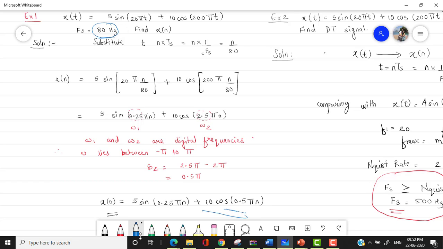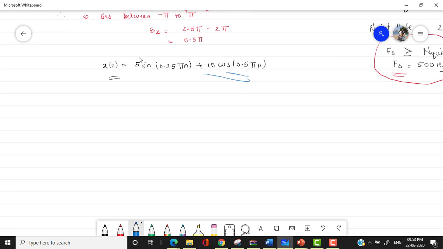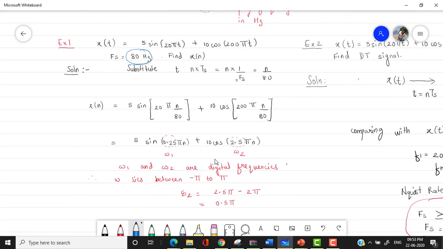That means if this is my x[n] and from this x[n] I want to get back my x(t), this is not possible. What is the substitution that we perform? We perform t is equal to n by 80. So to get back the signal, I have to write n is equal to 80t. But if I substitute 80t here, I won't get back my original signal. We will see it by solving.